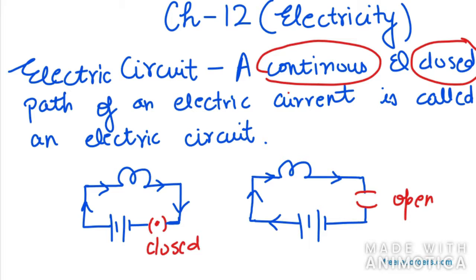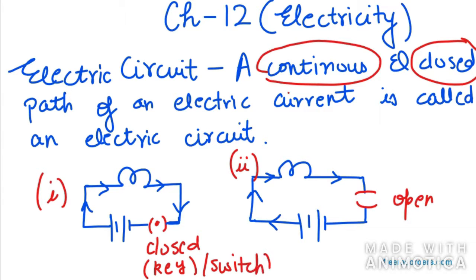Like I have shown you two figures here. In the first one, you can see that the path is continuous and it is closed by a key, or we name it as a switch in this case. As you can see that it is closed, that means there is some connection between this wire and this wire. If there is a connection, then only this bulb will glow.